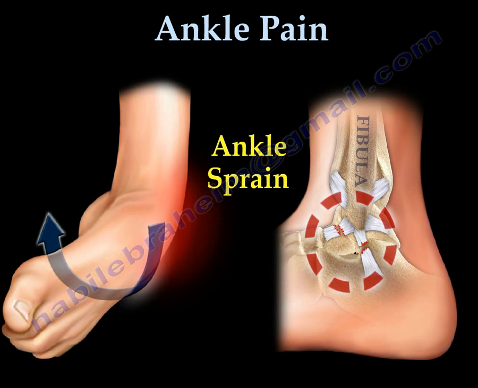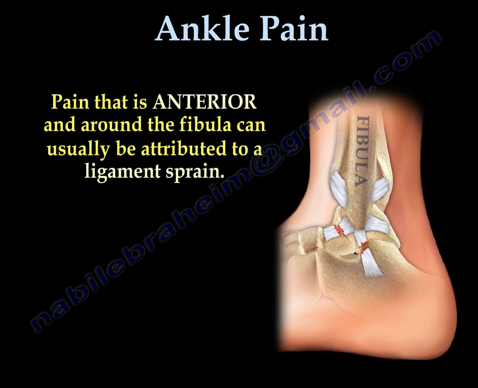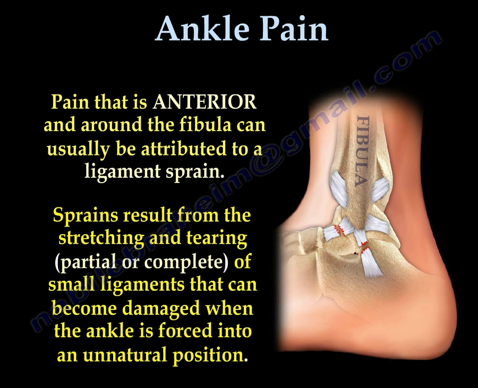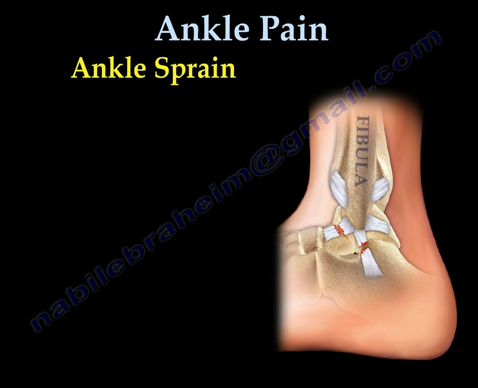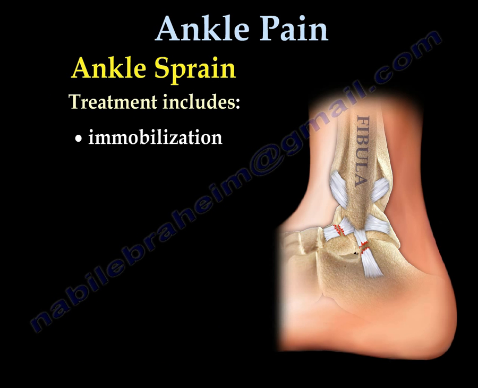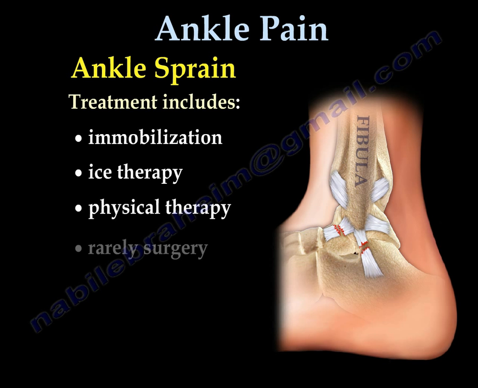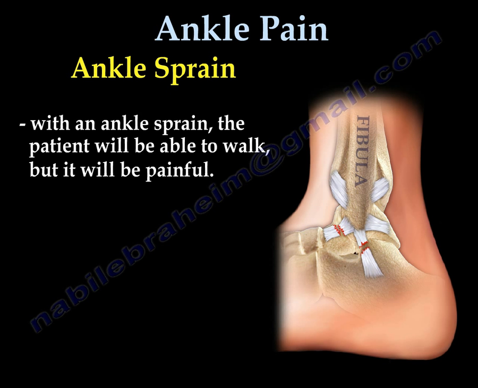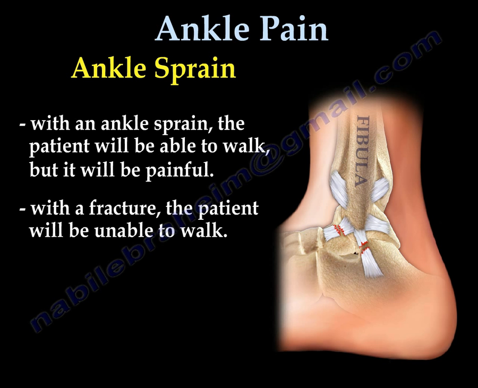Ankle sprain. In ankle sprain, the pain is usually anterior and around the fibula. When the ankle is forced into an unusual position, the ligaments are torn and it can be a partial tear or complete tear. Treatment: immobilization, ice, physiotherapy, and rarely surgery. With an ankle sprain, the patient will be able to walk, but the ankle will be painful. With a fracture, the patient is usually unable to walk.